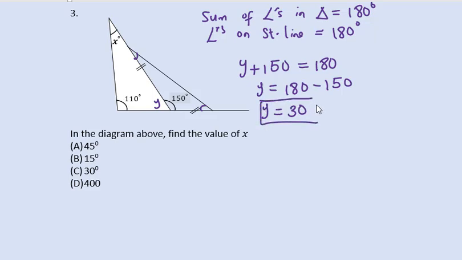Now, this might be a trick. Don't quickly go and pick this. You will fail this question. They did not ask you to solve for this part. They asked you to solve for what? For x.